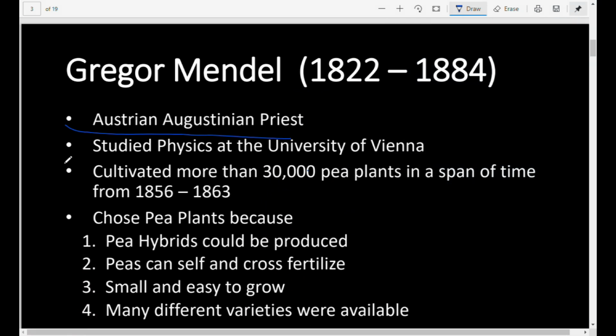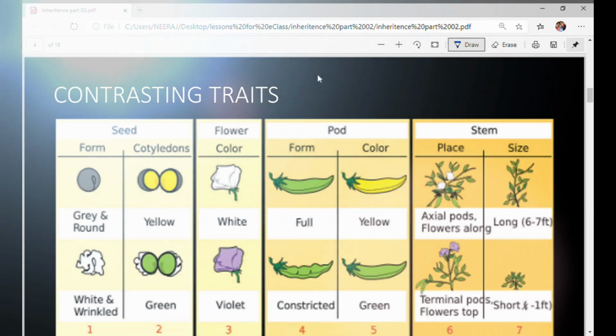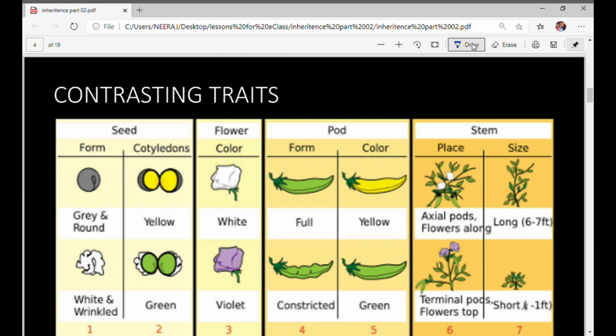Gregor Johann Mendel, an Austrian Augustinian priest, studied physics at the University of Vienna and cultivated more than 30,000 pea plants in his lifespan. He chose pea plants because pea plant hybrids could be produced. Pea can be self and cross fertilized, is small and easy to grow, and many different varieties were available.